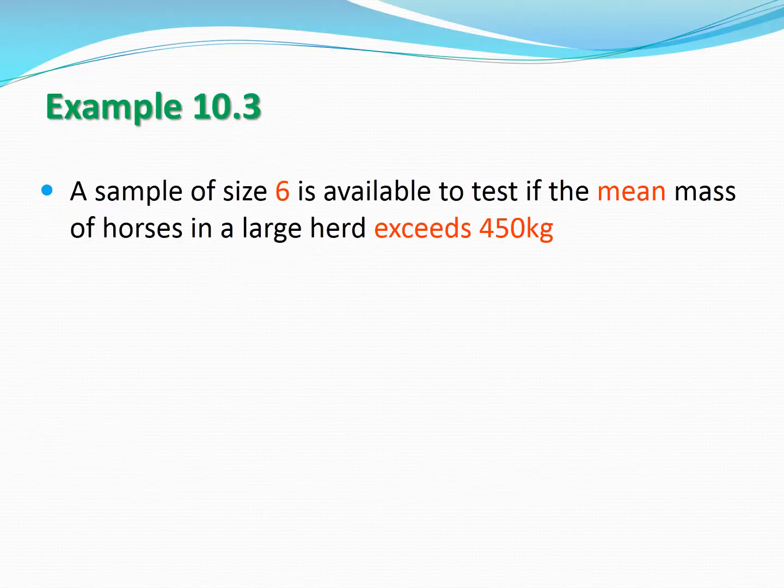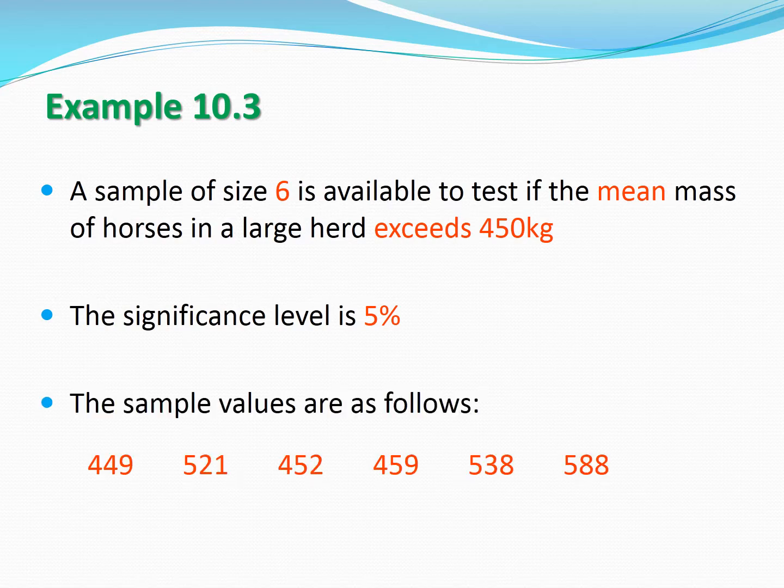Example 10.3 states that a sample of size 6 is available to test if the mean mass of horses in a large herd exceeds 450 kilograms. So our sample size n is going to be 6, and we are going to test a right-sided alternative hypothesis, so the sign is going to be greater than, and our claimed value is then 450, so that will be our mu 0. Then they give you a significance level of 5%, so alpha will be 0.05, and they give you the 6 sample values as follows.